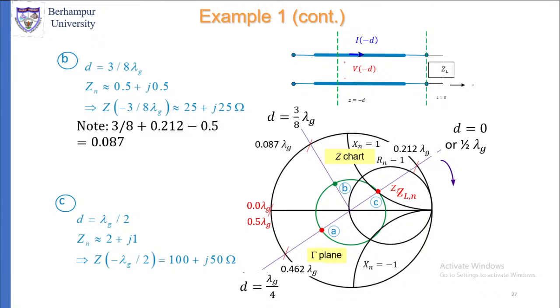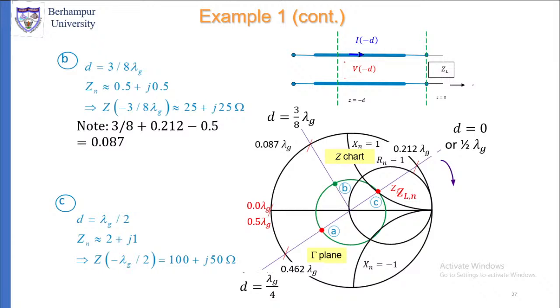Now when you add 3 by 8 to 0.212, that will be more than 0.5. It gets reset at 0.5. So what we will do is add these two, then reset it. For resetting, subtract 0.5. So 3 by 8 plus 0.212 minus 0.5 will be equal to 0.087.